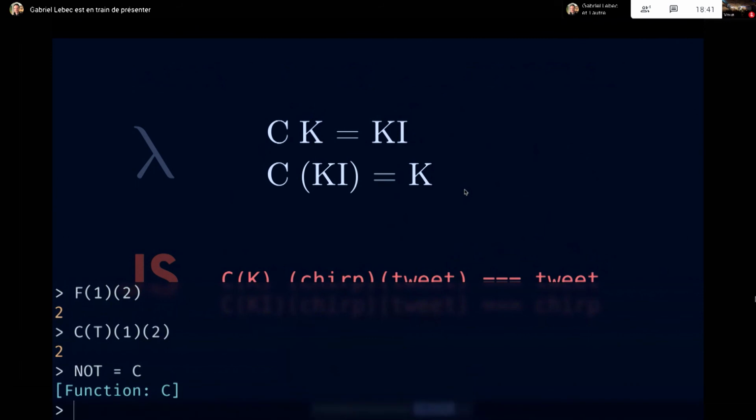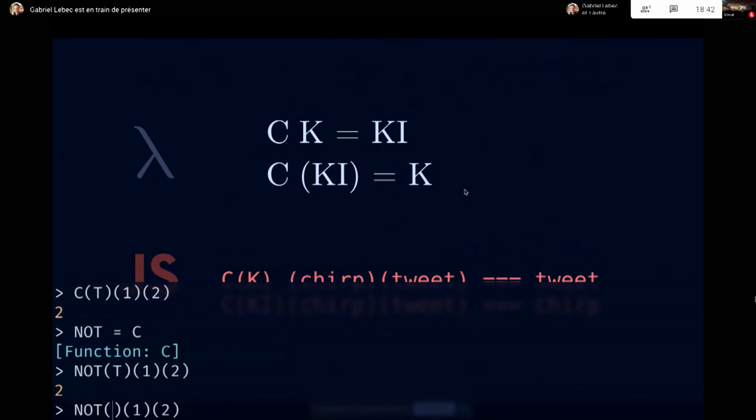That's it. I've already defined it. And I can prove this. Not true is false. How can we know it's false? Because if we give it two things, it gives us the second. Not false is true. And if we give it two things, it gives us the first.